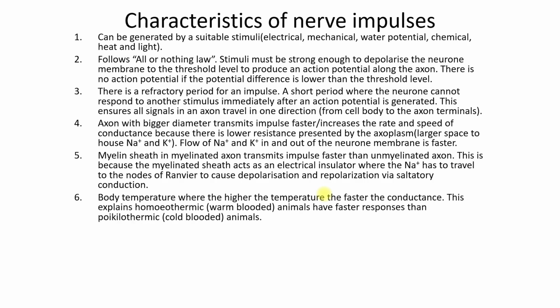Okay, the sixth characteristic is body temperature, where a body with higher temperature has faster conductance. So we need to say an axon in a body with high temperature can conduct impulses faster. This explains why homeothermic animals, warm-blooded animals, have faster responses than the poikilothermic animals, the cold-blooded. And we can conclude that the rate of transmission is faster in mammals than in invertebrates.